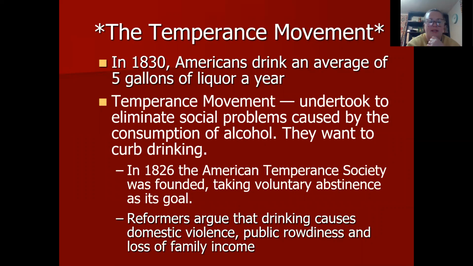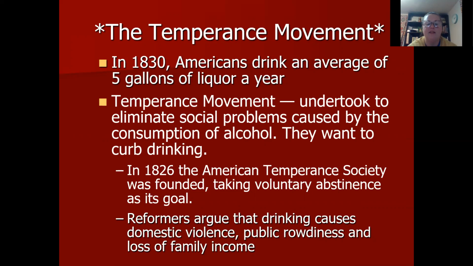So the temperance movement, okay? See the stars? What does that mean? You're taking notes. You're making sure you understand what the temperance movement is, okay? In 1830, Americans drink an average of 5 gallons of liquor a year. So the temperance movement undertook to eliminate social problems caused by the consumption of alcohol. They want to curb drinking, okay?